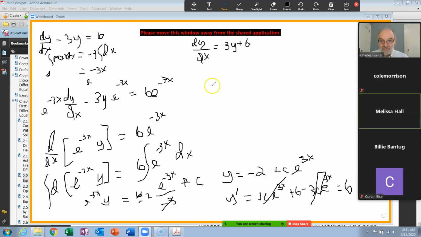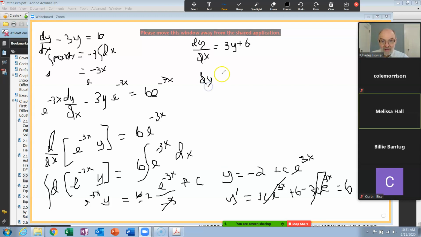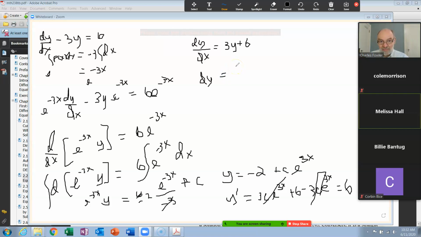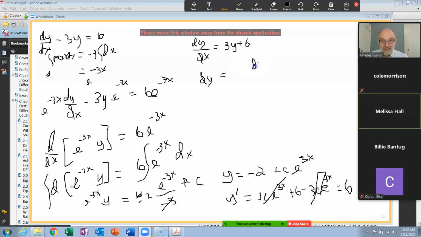Now write it in differential form, and that would be dy on this side is equal to, and I would write 3y plus 6 dx. I'm just going to write the dx. Is that okay? Because what I want to do next is divide both sides by 3y plus 6. So I'm going to bring that over here. Was that skipping too many steps? No. Okay.